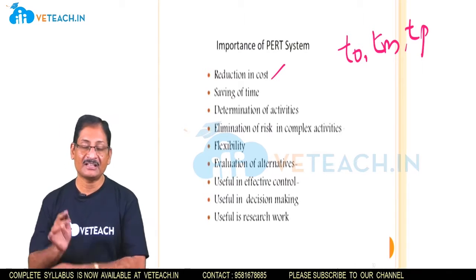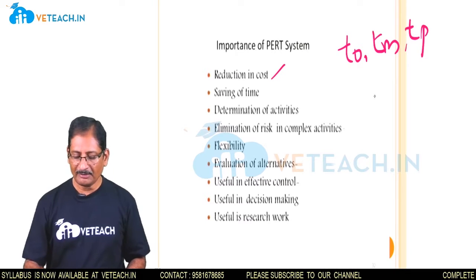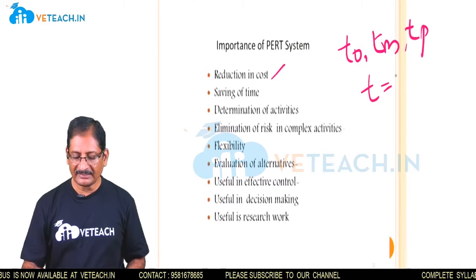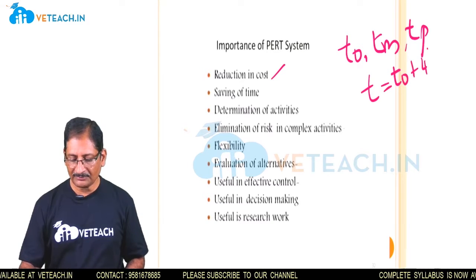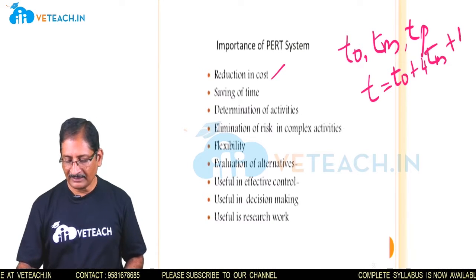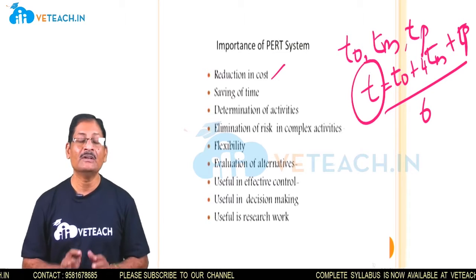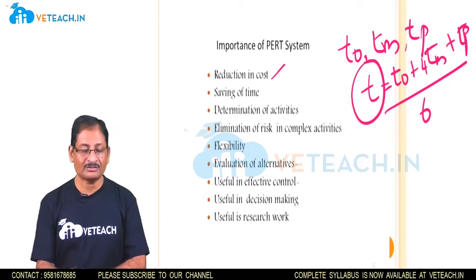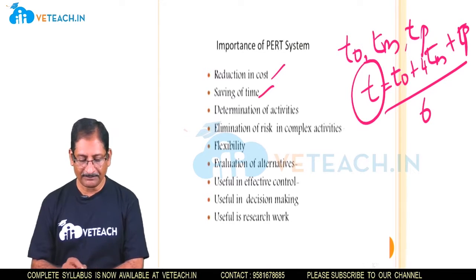So with the help of these 3 alternative time frames that we take into consideration, we will calculate the estimated time as the optimistic time (TO) plus 4 times the most likely time plus the pessimistic time, the whole divided by 6. So almost we are coming to a deterministic time estimation, through which you are going to reduce the cost as well as save time.